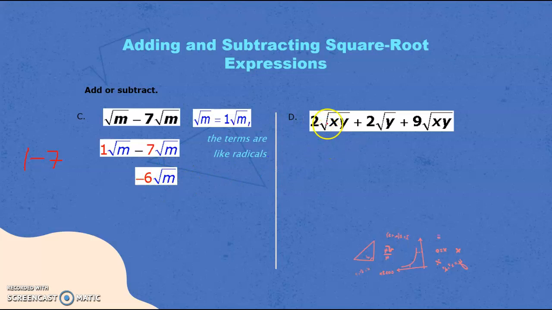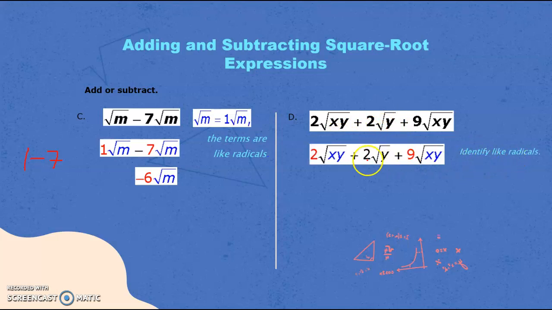Another one is 2 square root of xy plus 2 square root of y plus 9 square root of xy. So only two of them contain a similar radical. This one, 2 square root of xy and 9 square root of xy. The other one only has y. So part of it are like radicals. So you just have to add the like radicals and then just copy the similar one, right?